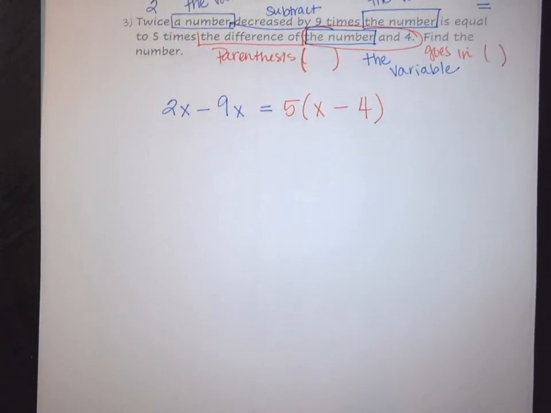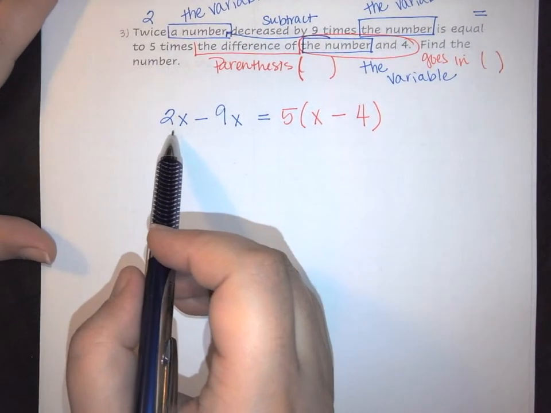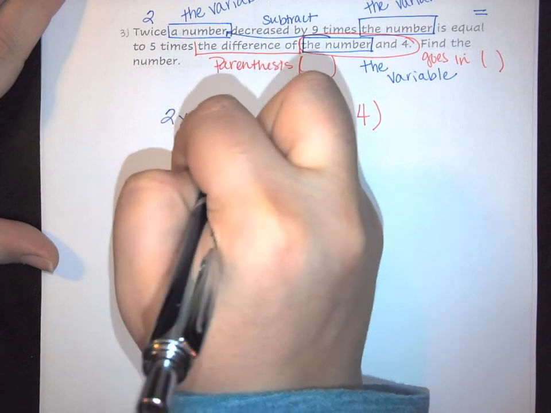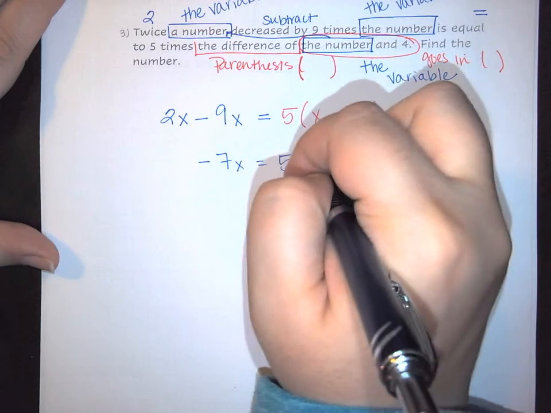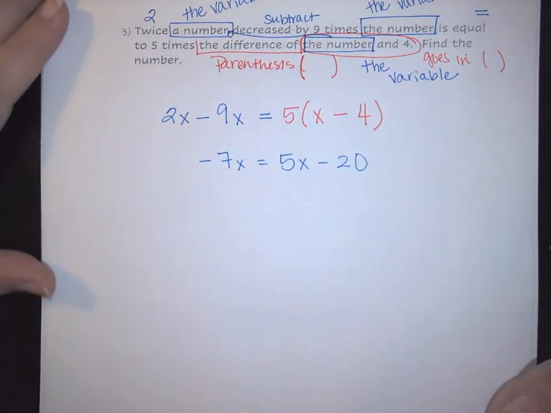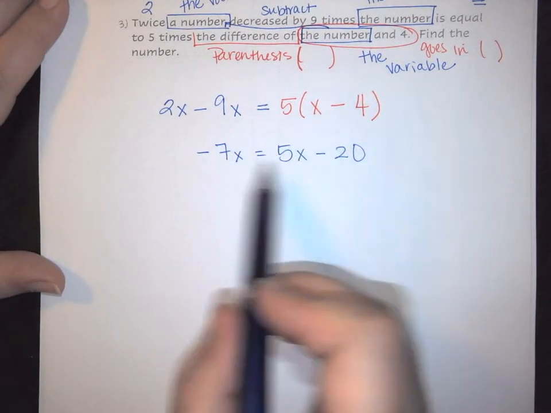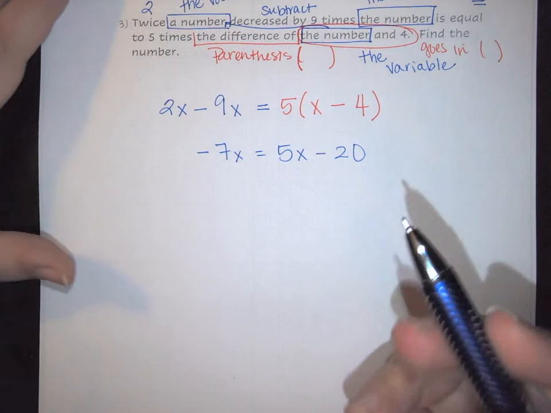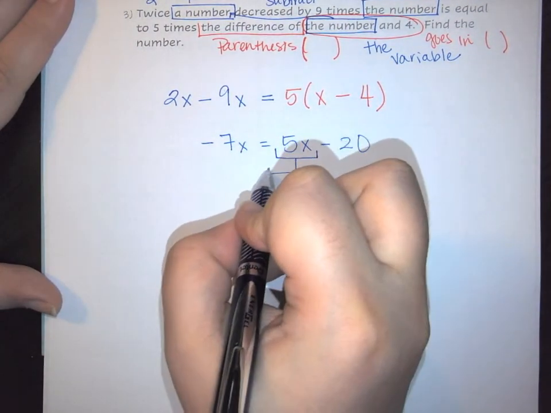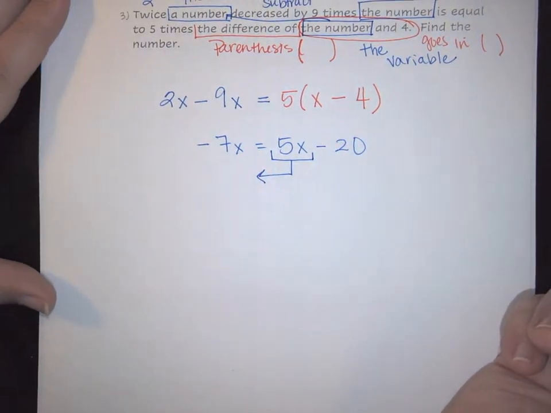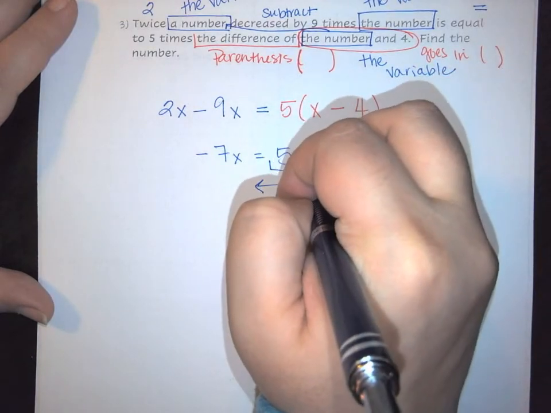Now the question is actually asking you to find the number. So once you set it up, now you simply need to solve. So here I have 2x minus 9x is going to give you a negative 7x. Distribute the 5, so we're going to have 5x minus 20. And there's a couple things that you could do. We could take the 5x and move it, or we could move the 7x and move the 20. It's totally up to what you choose. I'm going to go ahead and move the 5x just so you can see it, because it involves an extra step. So if I'm going to move the 5x, it is positive, so to move it, I subtract.